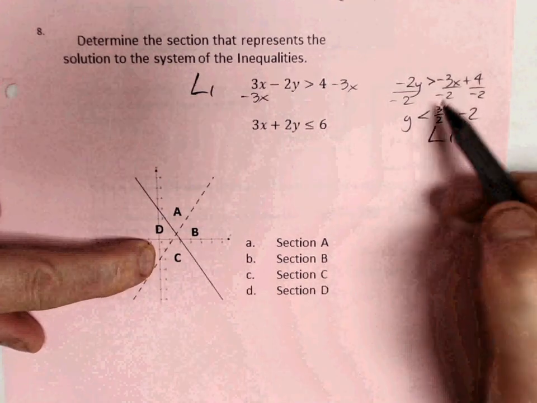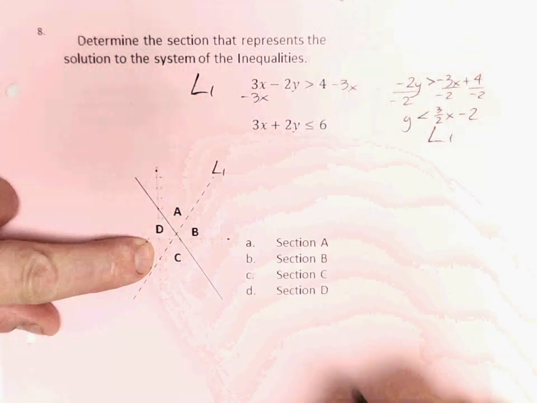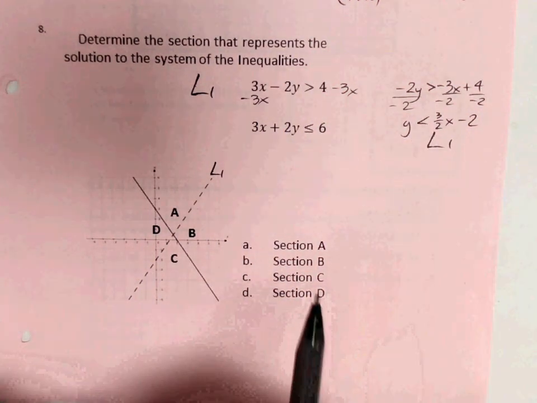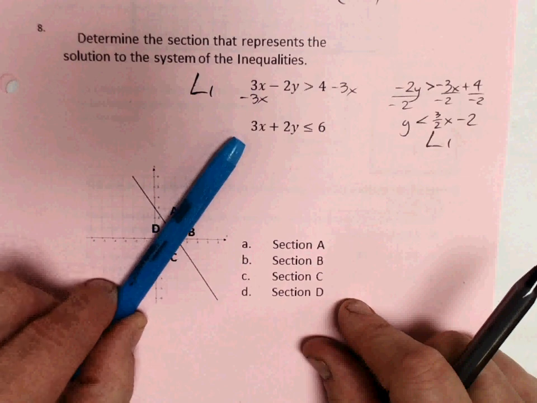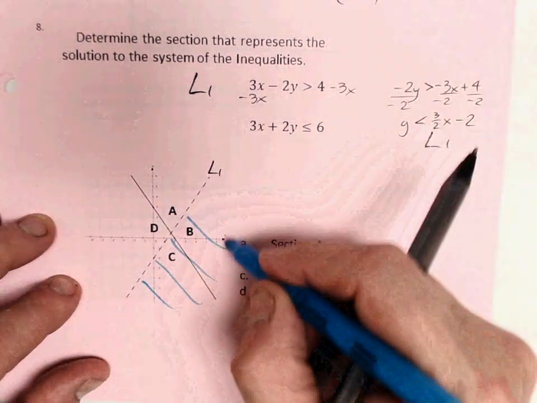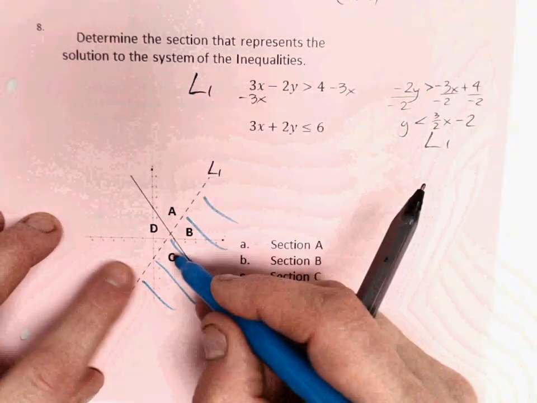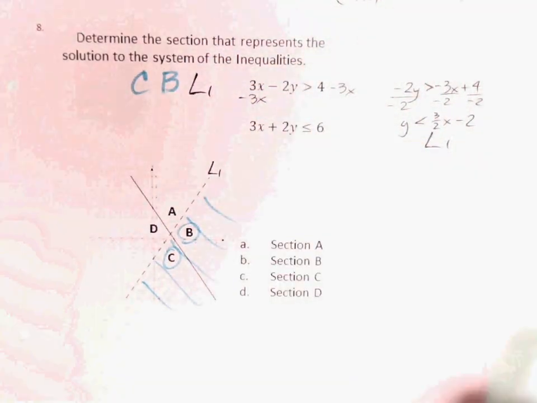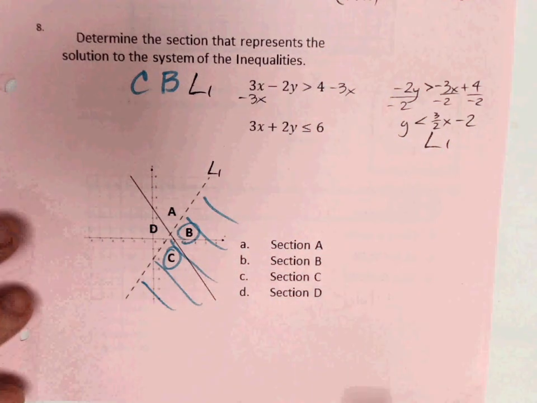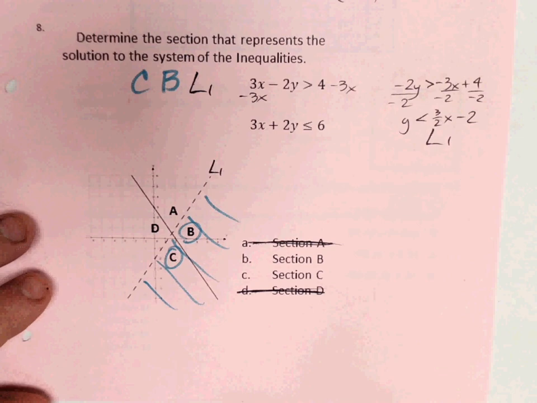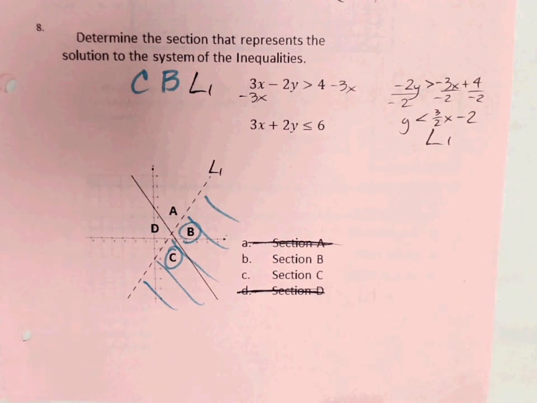Oh, it's the dash line. I should have known that. So this one right here is line 1. And we're shading below. Shading below. This line below goes down. So this shading right here is going to hit what? C and B. Alright, so my answer is either C or B. So I can get rid of those two answers right away. So let's go on to the other one.